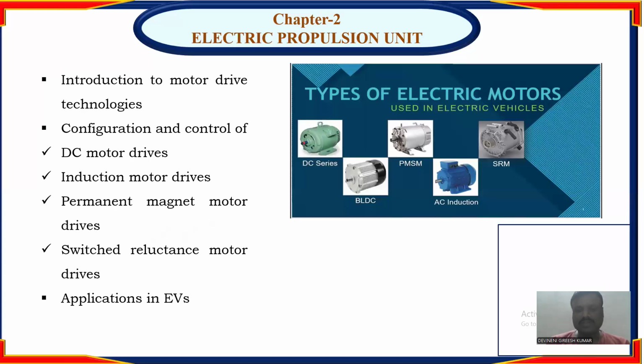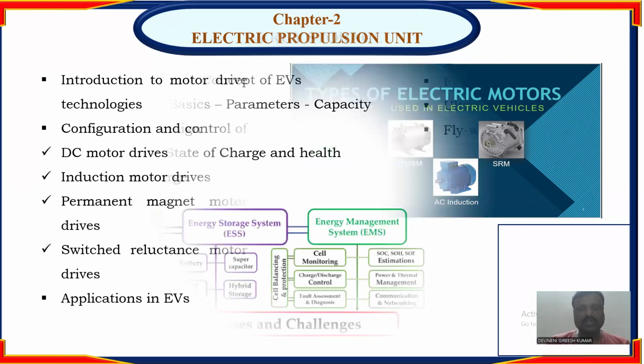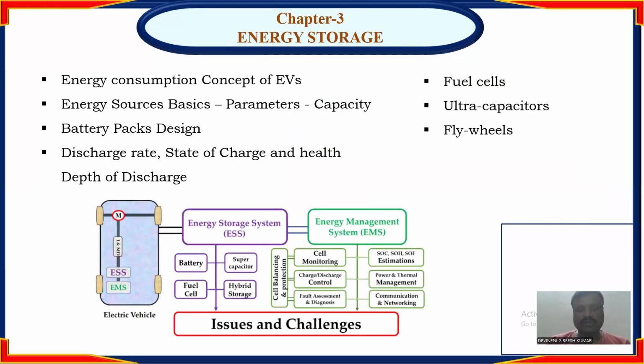The second one is the brushless DC machine. The third one is PMSM. The fourth one is the AC induction motor. And the fifth one is the switched reluctance motor. Also, the current applications of these motors, which are useful for the electric propulsion unit, we will discuss in this particular chapter.